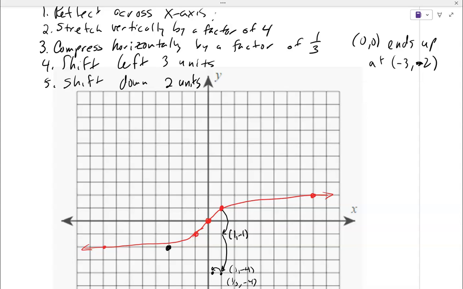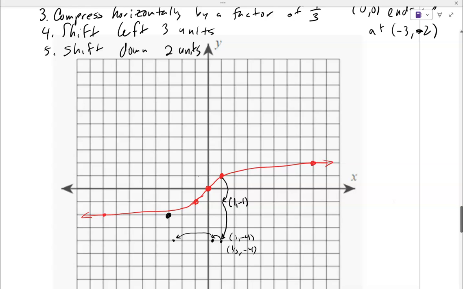Now what happens? Shift left 3. So 1, 2, 3. It ends up here. And then finally it goes, which way? Down 2. So 1, 2. So this point ends up at where? So we started at 1, 1, and it ends up at then 1, 2, 3, 4, 5, 6. -6.